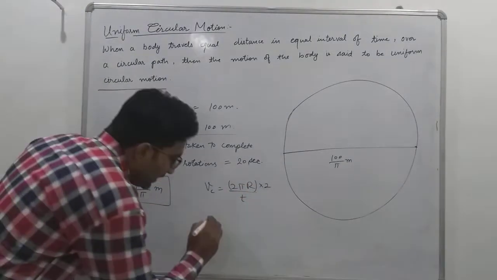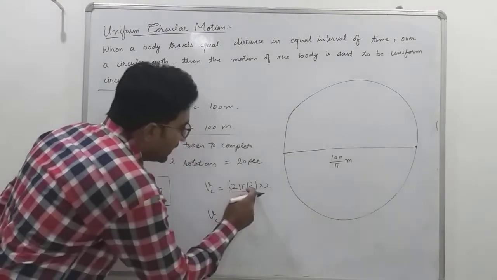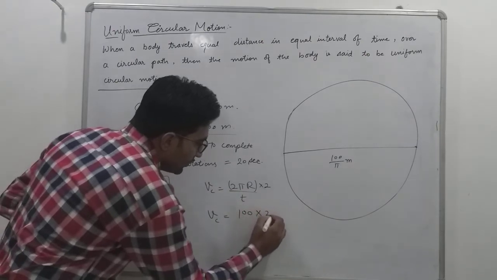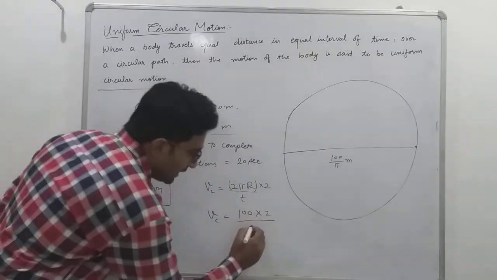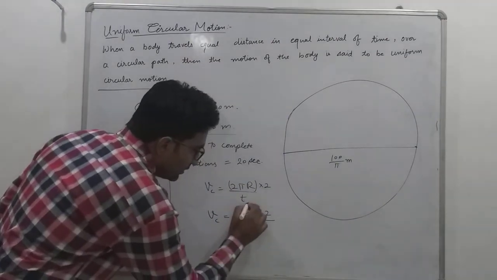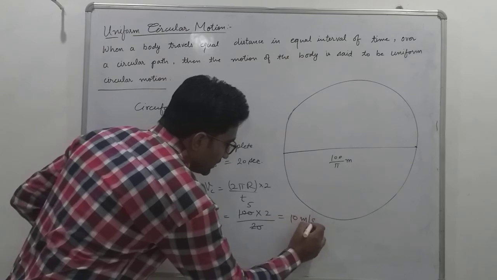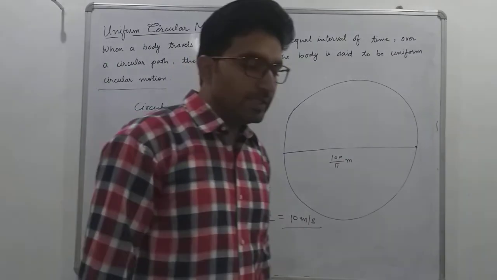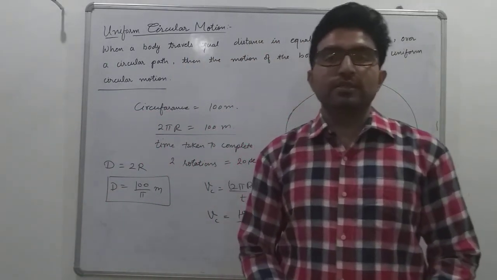Let's find out the speed. Vc will be equal to, in place of 2 pi r, 100 meter multiplied by 2 divided by time, and time is 20 seconds. When it is cancelled out, it will be equal to 10 meter per second. So the speed of the athlete will be 10 meters per second.